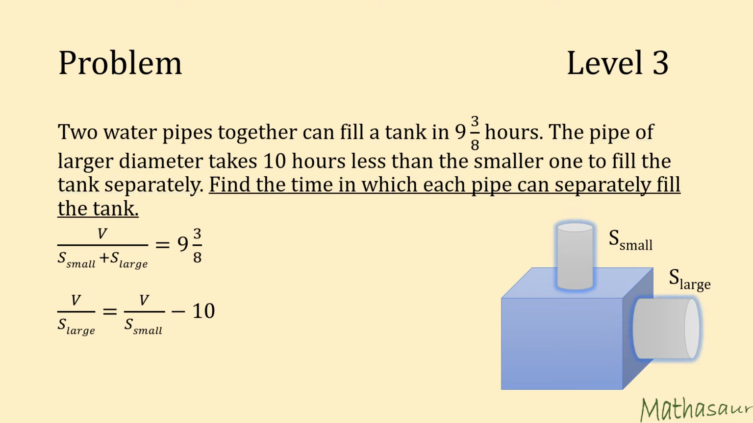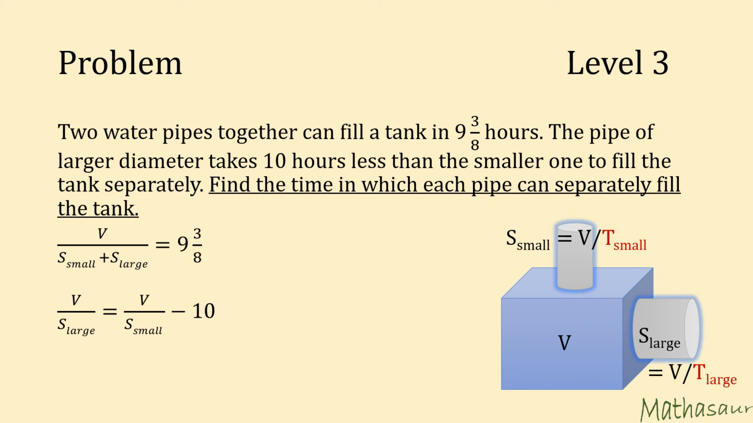And we have to find the time in which each pipe can separately fill the tank. Oh no, we are not dealing with the speed of water in these pipes. We want to find the time that these pipes are going to take. Alright, let us take our variables as T small and T large. Now all we have to do is convert our S variables into T variables. So if the volume of tank was V, then T small would be equal to volume divided by S small, or time is equal to quantity of water divided by speed of water. Similarly, T large would be equal to V by S large.